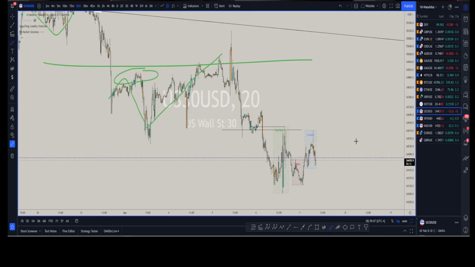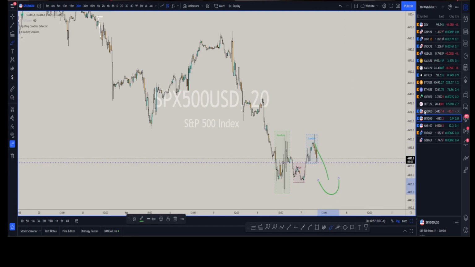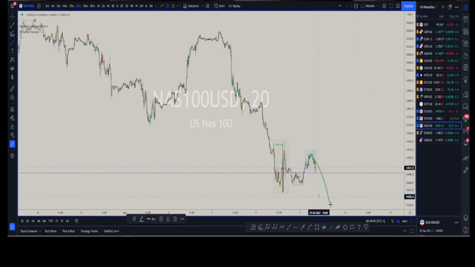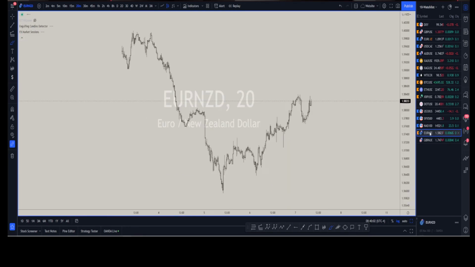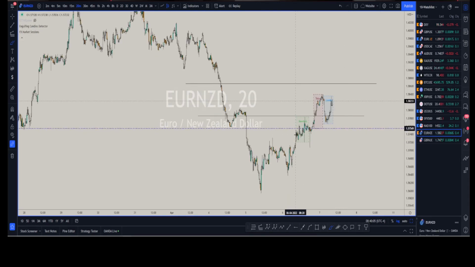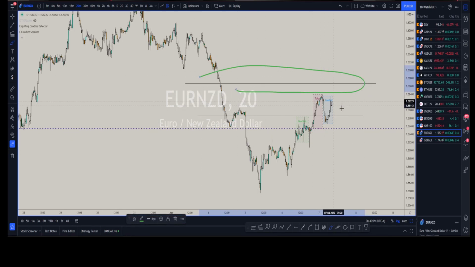Indices, same thing, consolidation area, looking for continuation of the down move, continuation of the down move. Euro and Swiss, as I said yesterday, it was looking good for a buy towards these areas, especially when they created this, so why not target it? Watch these areas, and this is your interest zone right here.